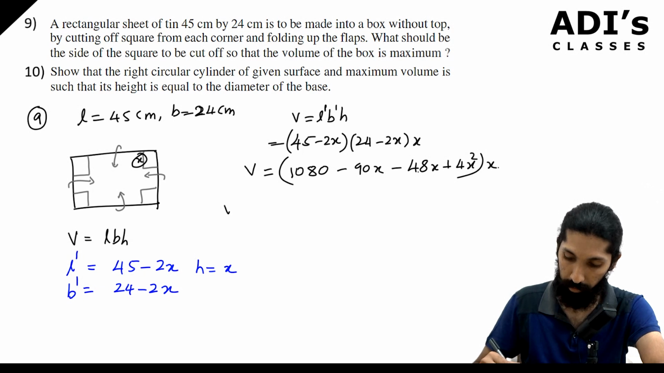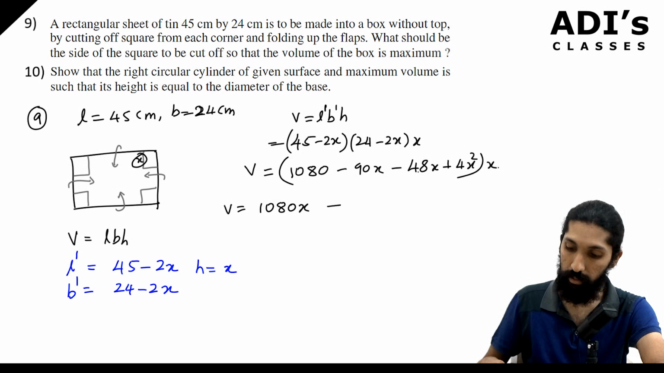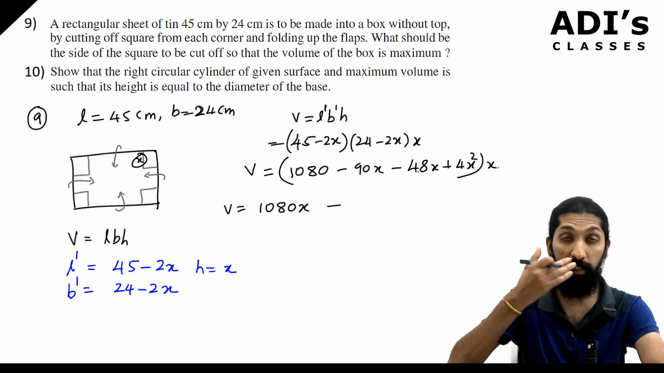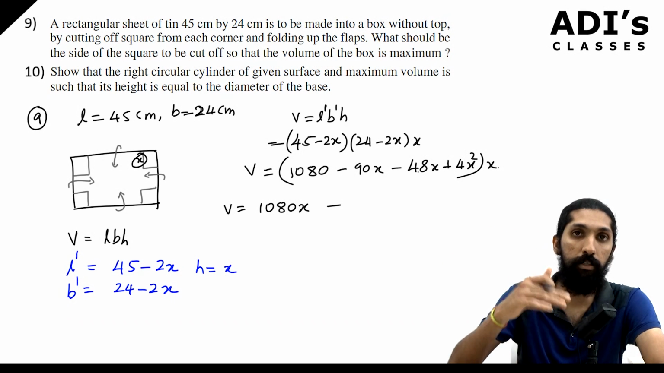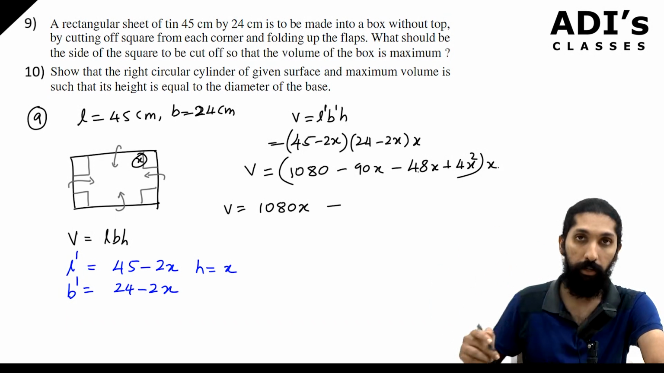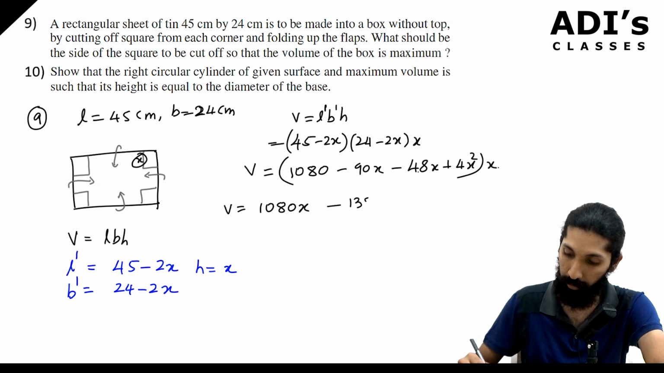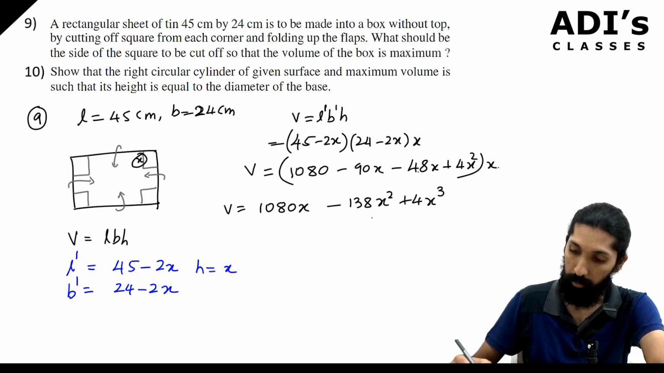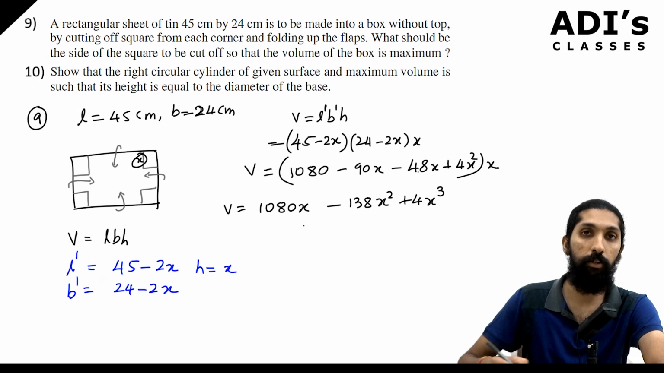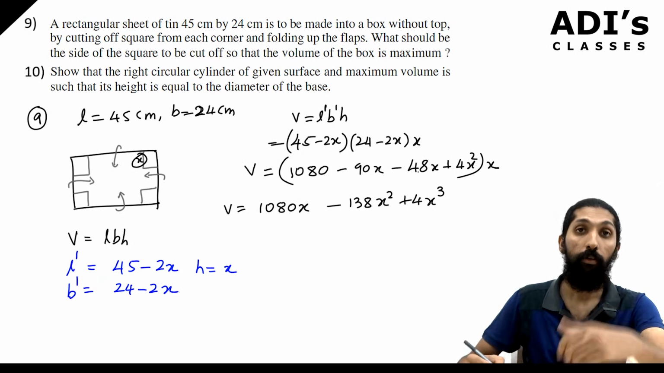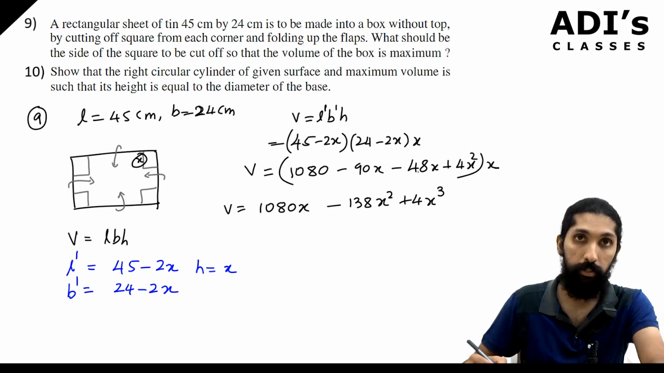So you can multiply. 1080x minus, see, minus 90 minus 48, which is same as telling 90 plus 48, correct, which is 138. So 138x square plus 4x cube. See, this is the value of V, volume. Differentiate with respect to x.